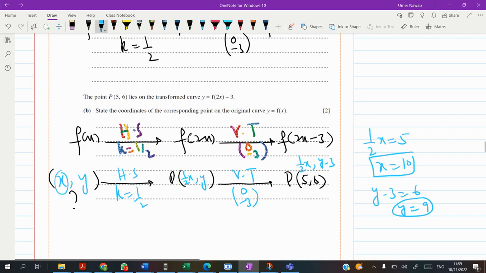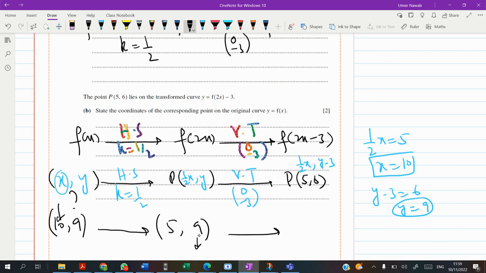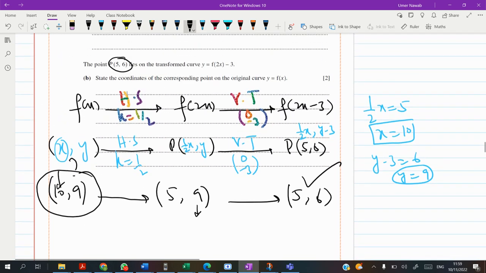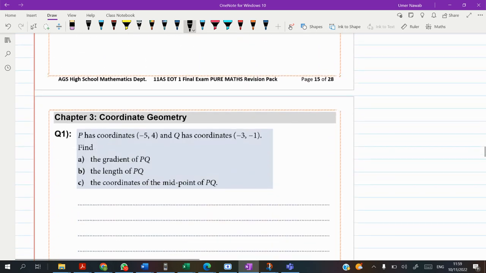Wow. So the actual point was what? So the actual point was (10, 9). What happened to it? First you did the horizontal stretch, the scale factor half, you take the half of that, which comes to you (5, 9), and then you do vertical translation, you took it 3 back, so it becomes (5, 6). Is it the same question? So I found the question by using an algebraic way to get the original point on the original curve from the transformed curve.